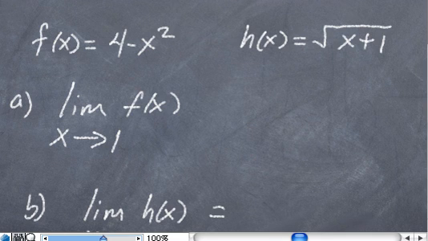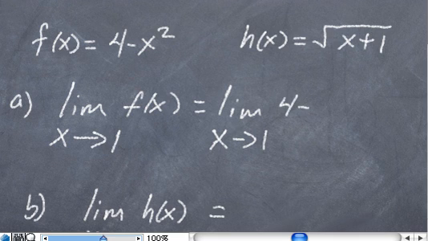We're working at limits, and this problem here is in a little different setting. The way this reads is the limit of f of x as x approaches 1. Our f of x has been defined as 4 minus x squared. So all I'm going to do here is rewrite this, and it's 4 minus x squared. Then you do the direct substitution, plugging 1 directly in, and you get 4 minus 1 squared, which is 3.